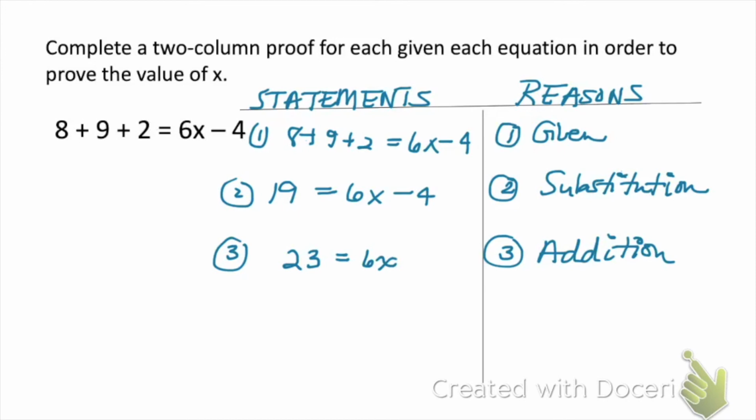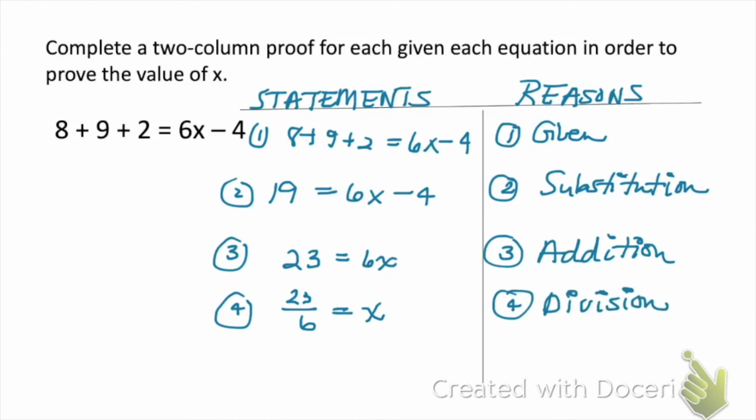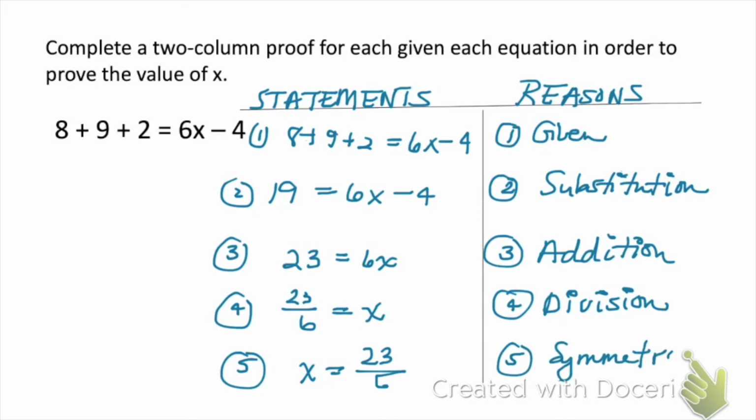The last thing here to get x by itself means that we need to divide by 6 to undo that multiplication. So this gives us the fraction of 23 over 6 equal to x. But remember, the final line of our proof should always have the variable coming first. So since we know 23 over 6 is equal to x, that must mean that x is also equal to 23 over 6. We're just flipping those two sides of the equation, and that's done by using the symmetric property.